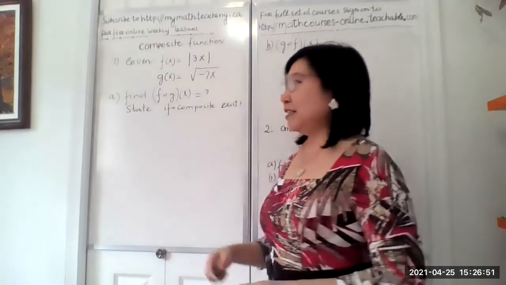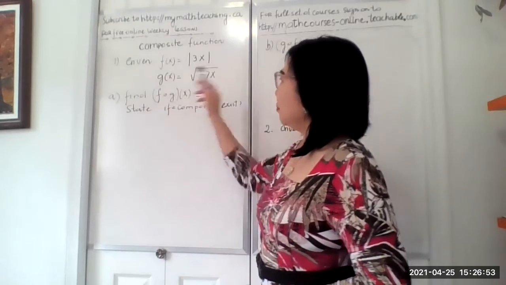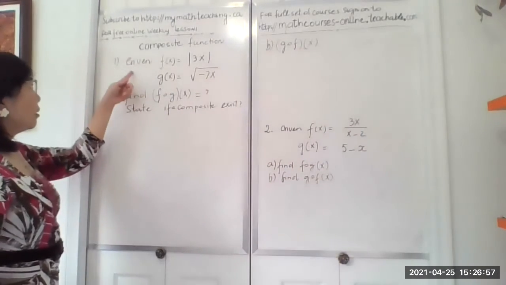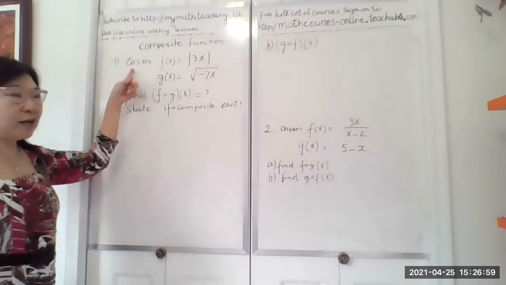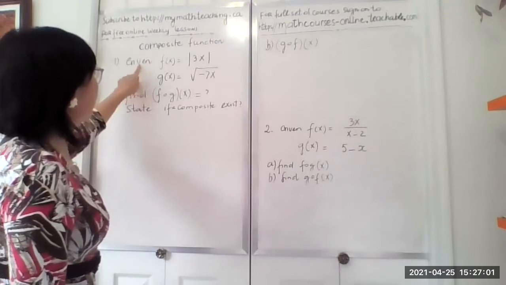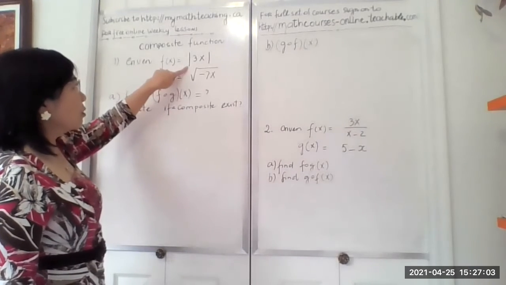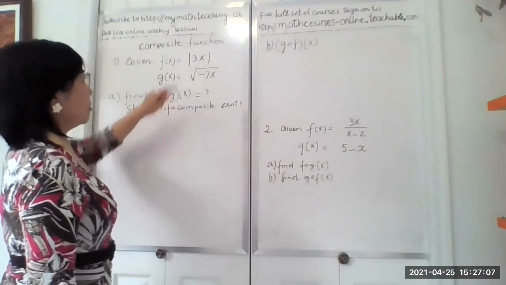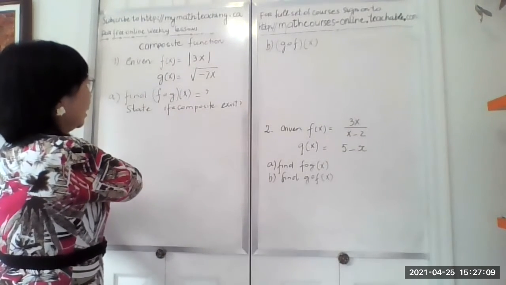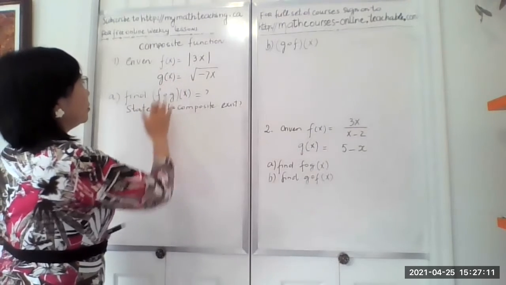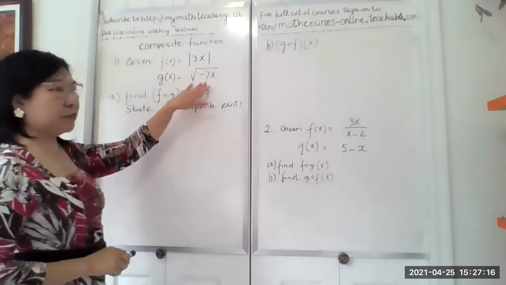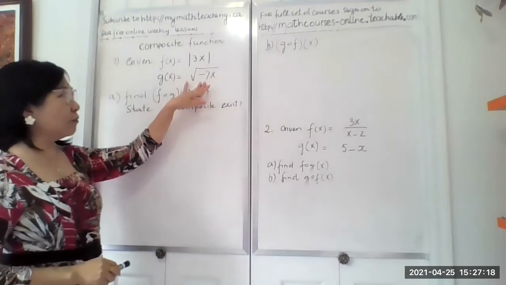So let's take a look at question 1 on the board here. I have the question: given f of x equals the absolute value of 3x. So this symbol is for absolute value. And another function g of x equals the square root of minus 7x. So this is the radical function.